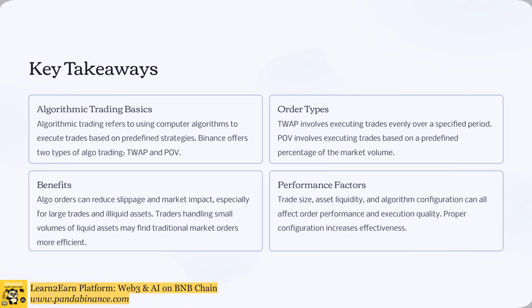POV, conversely, executes trades as a percentage of total market volume, dynamically adjusting to market activity. This also helps to minimize market impact. While these tools are valuable for mitigating slippage and minimizing market impact, especially with large trades and illiquid assets, smaller trades with highly liquid assets might benefit more from traditional market orders. Optimal use depends on factors like trade size, asset liquidity, and the specific algorithm settings.